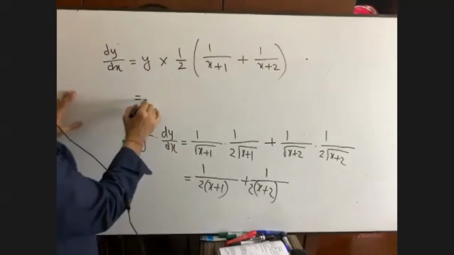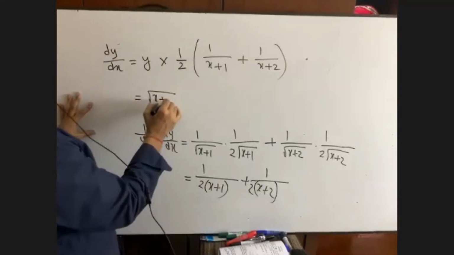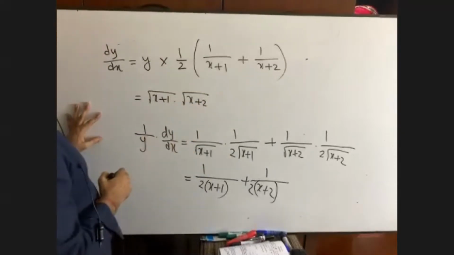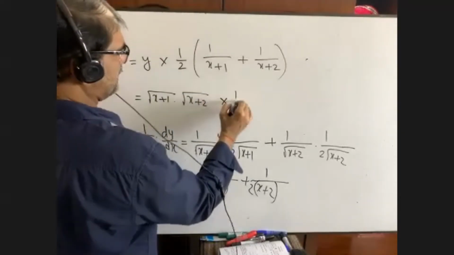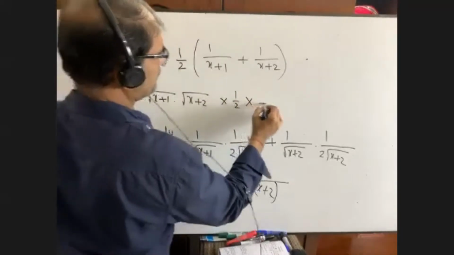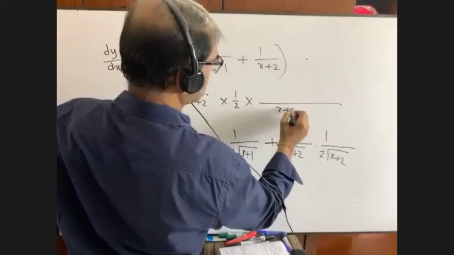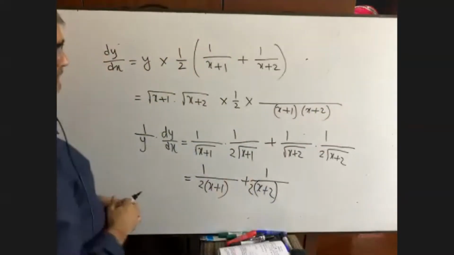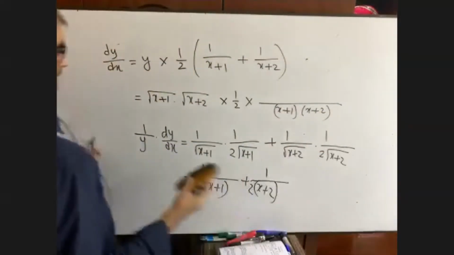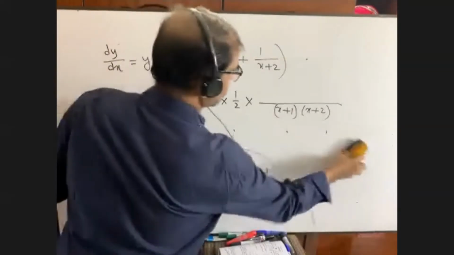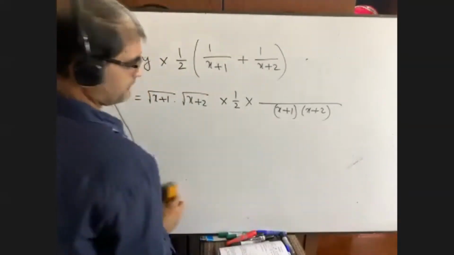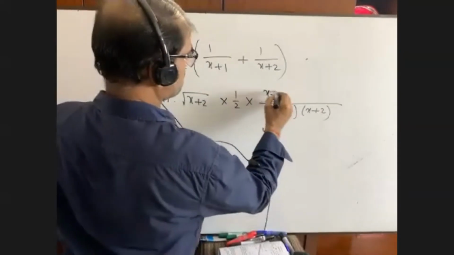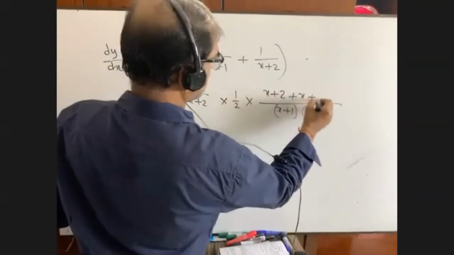What is the value of y? Y is root over x plus 1 into root over x plus 2, into half into x plus 1, x plus 2. Now it is x plus 2, it is x plus 1.